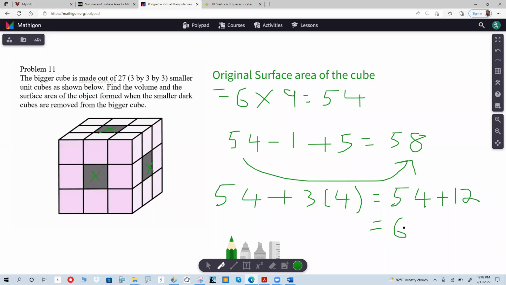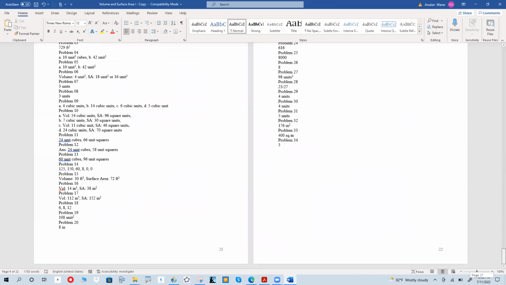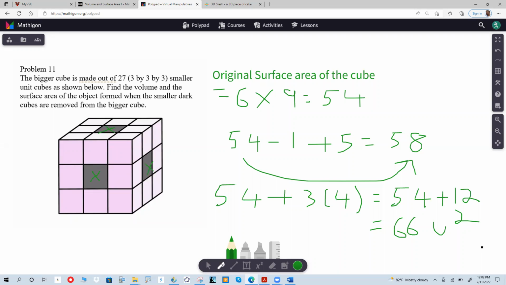And this turns out to be 66. And I'll certainly check my answer. Unit square, and our volume was, that was easy, 27 minus 3. Let me go check my answer. 66 and 24, that sounds about right. Brianna, does that make sense when we are saying we add 4 squares when we remove a gray one?